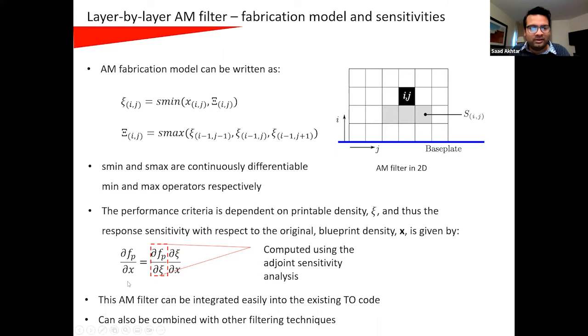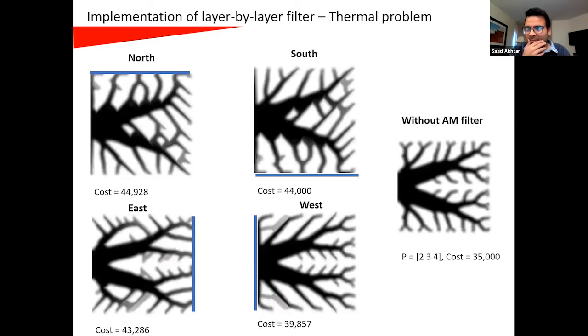And now, like the original density, of course, using the chain rule, you convert it to the blueprint density, and this part is computed using the adjoint sensitivity analysis. The good thing is it can be easily integrated in the topology optimization code. You get a nice expression for this adjoint sensitivity formulation, and it also can be combined with other filtering techniques. I'm going to talk about the cons in a bit, but let's show some results.